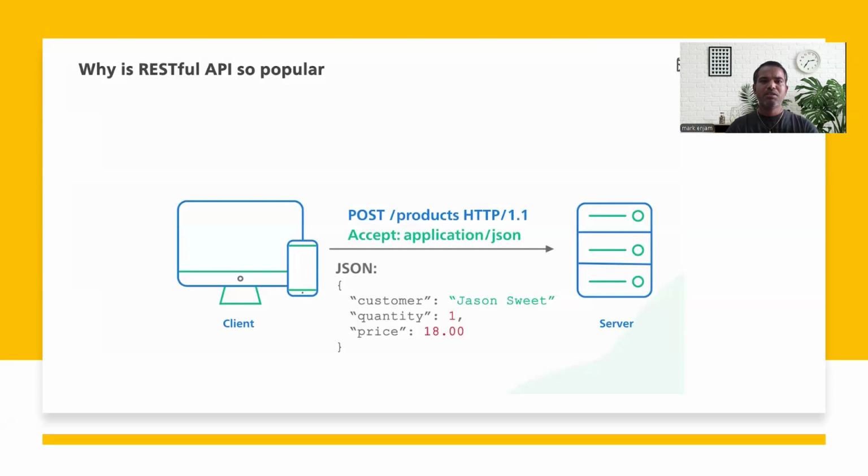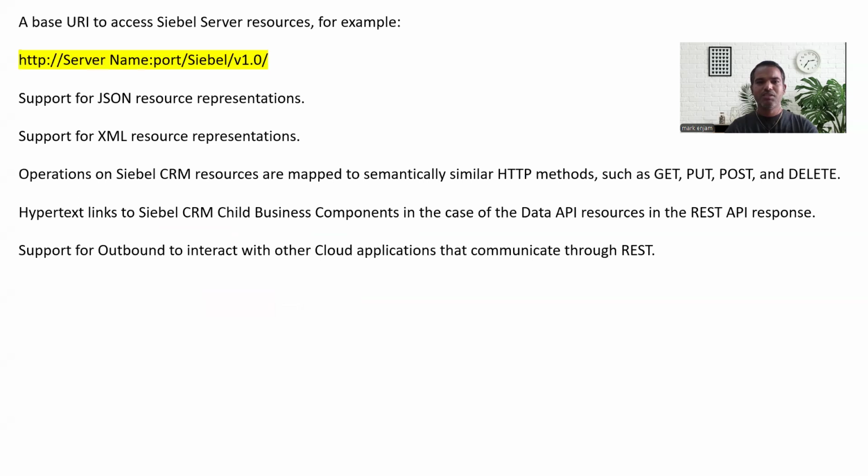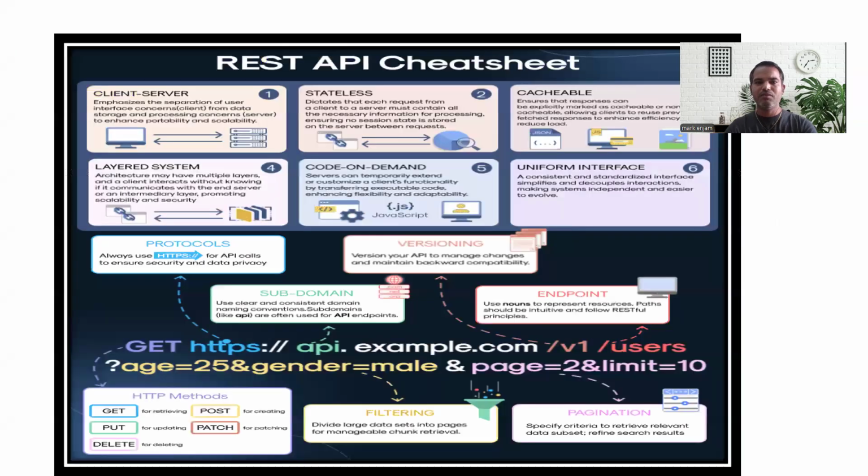Now, why is REST API so popular? Because applications accept the JSON format. It is a fast retrieval, and it gives an immediate response based on the methods. Relevant to Siebel, to access this we use the HTTP Siebel server host and port, and the Siebel versions we are mentioning support the JSON response resource representation. It is hyperlinked with Siebel objects like the business component, and we will see that in the same way.